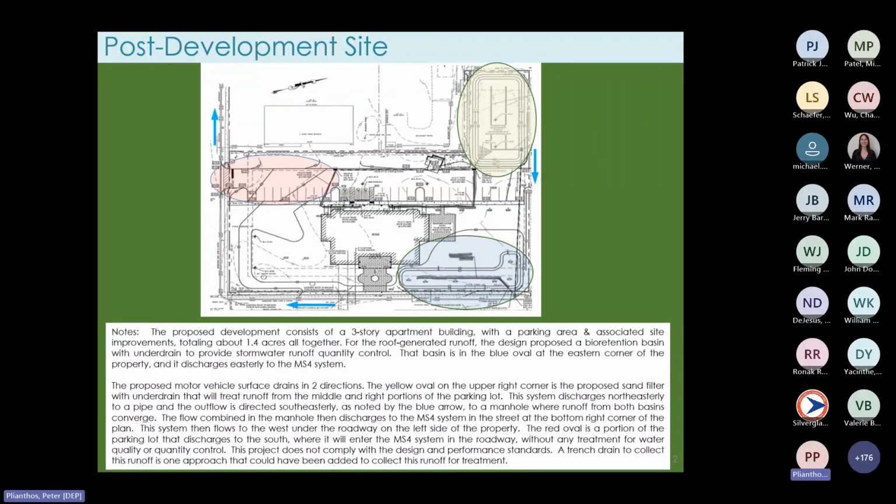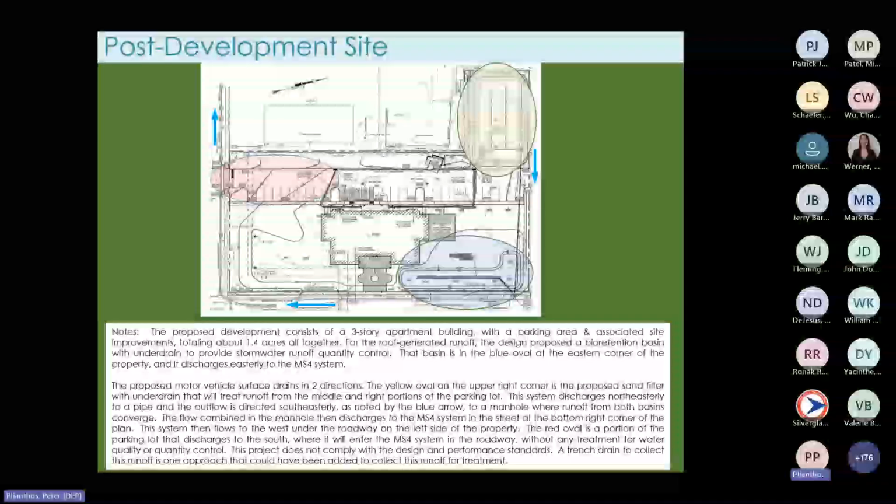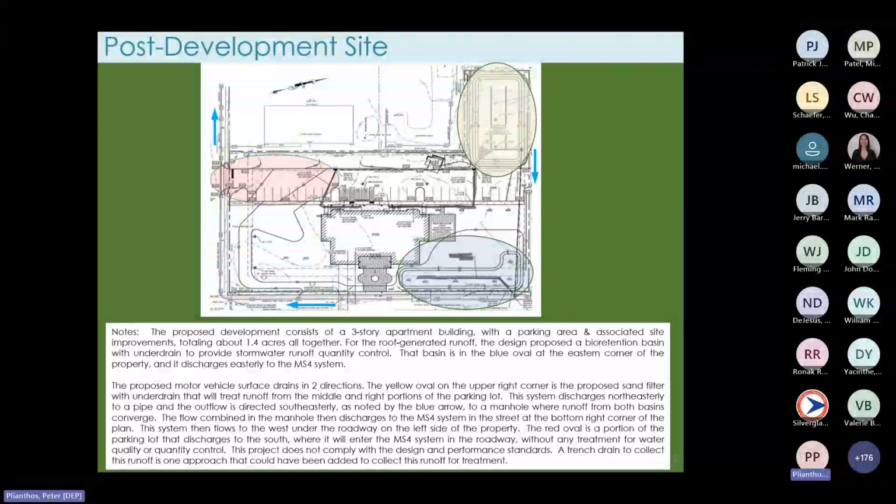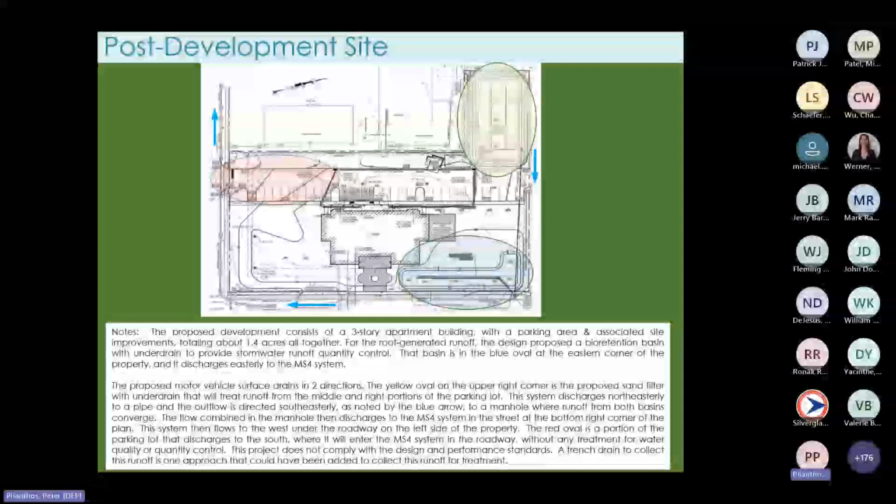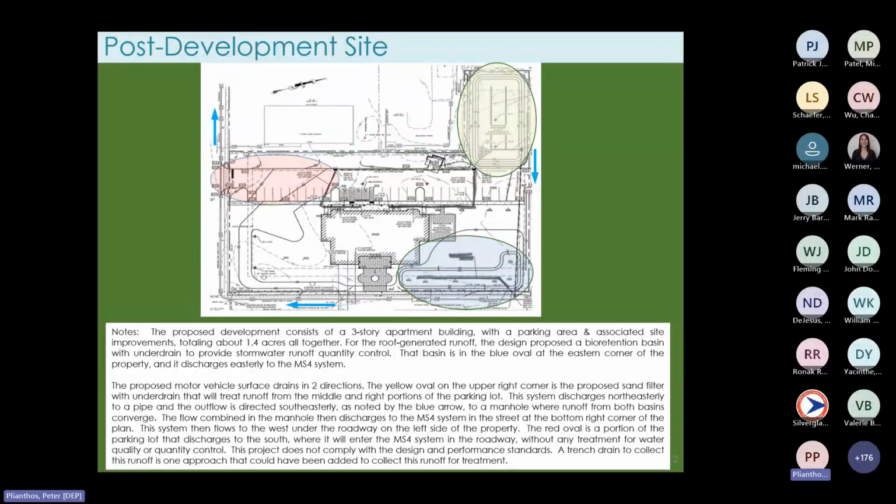The red oval is a portion of the parking lot that discharges to the south, where it will enter the MS4 system in the roadway without any treatment for water quality or quantity control. So this project does not comply with the design and performance standards. A trench drain is one approach that could have been added to collect this runoff for treatment.